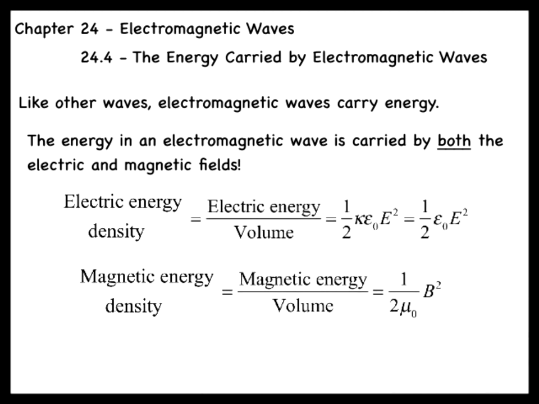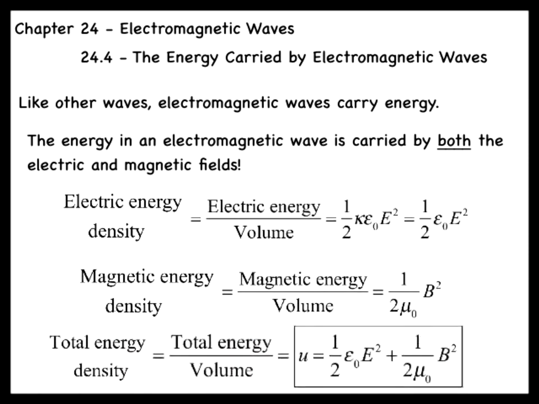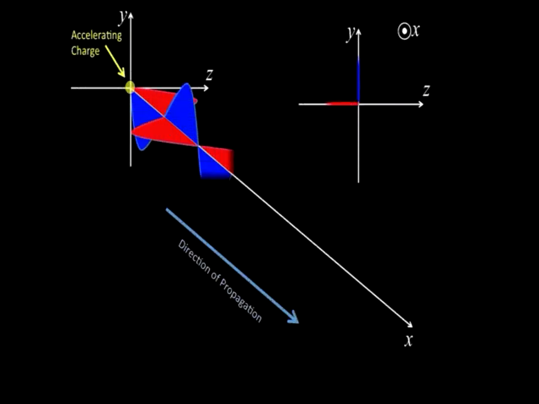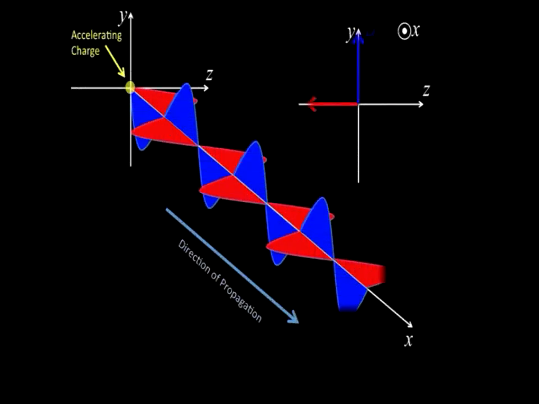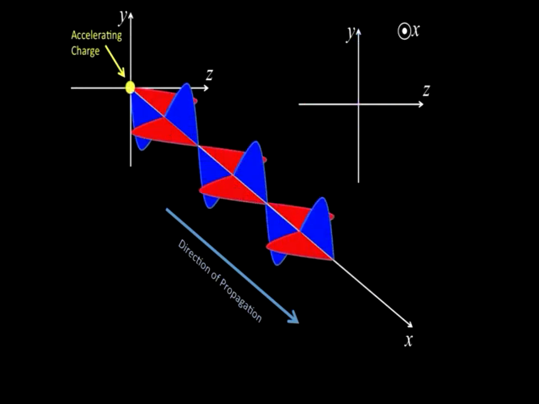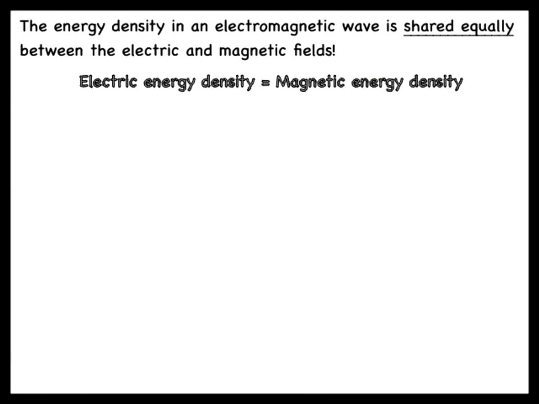The total energy density of an electromagnetic wave is represented with a lowercase u, and it is just the sum of the electric and magnetic energy densities. We have seen how an electromagnetic wave self-propagates by utilizing a changing electric field, which creates a changing magnetic field by induction, and so on. Through this process, the energy density in an electromagnetic wave is shared equally between the electric field and magnetic field. Thus, the following must be true.